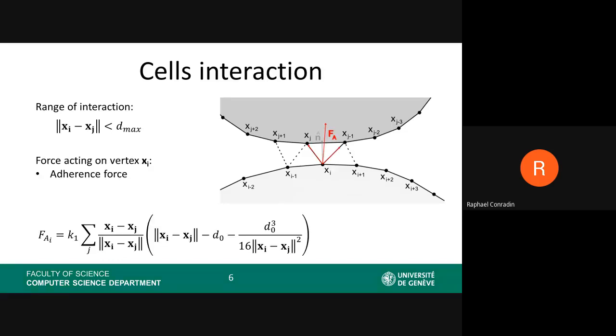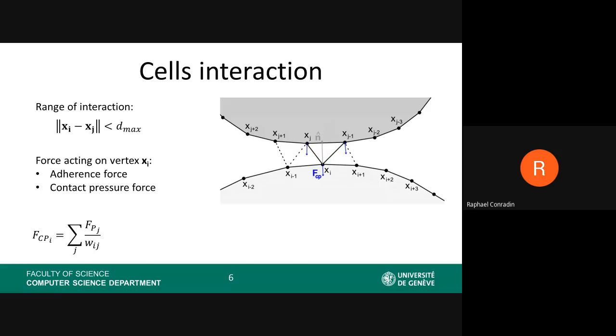The first one is the adherent forces, which are attractive-repulsive forces that try to keep the cells at a given distance. So if two vertices are too close, the force will be repulsive, and when we are in the range of interaction but far enough, the force is attractive in order to set the distance between the two cells at d0.